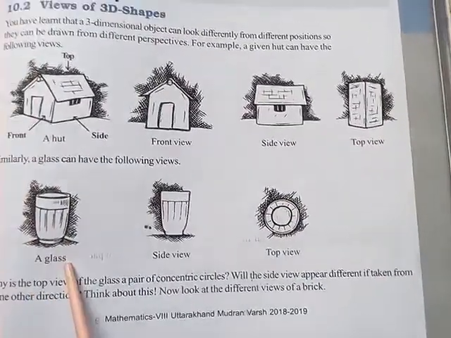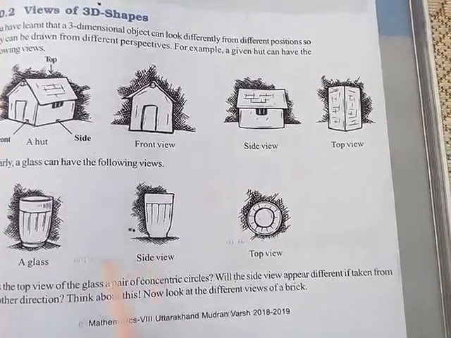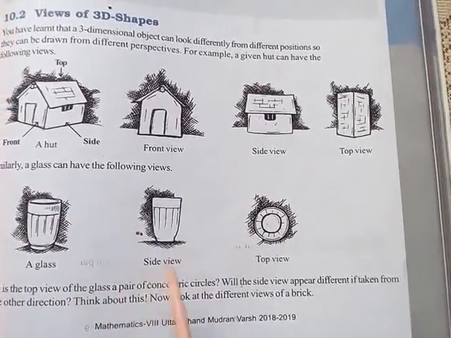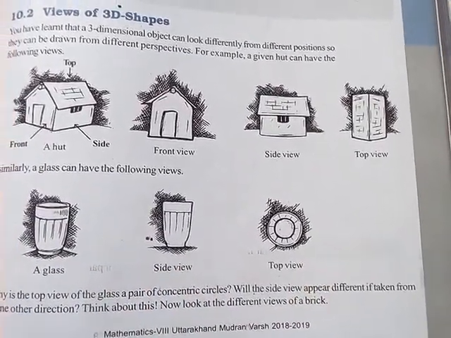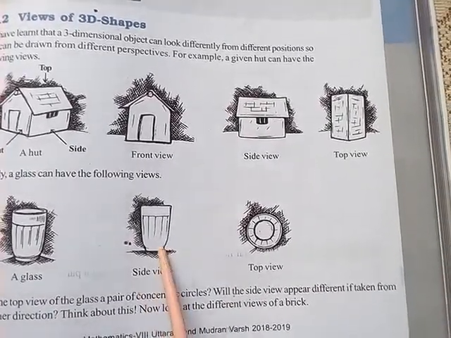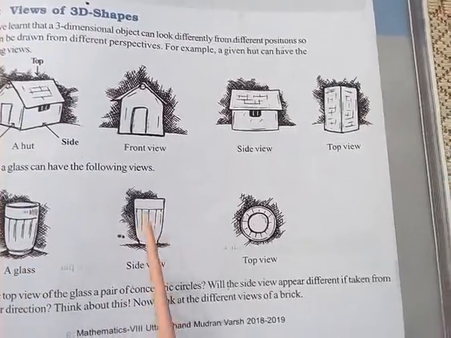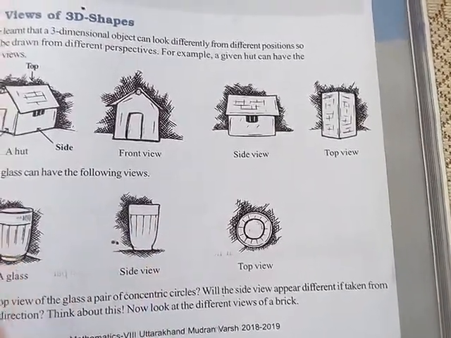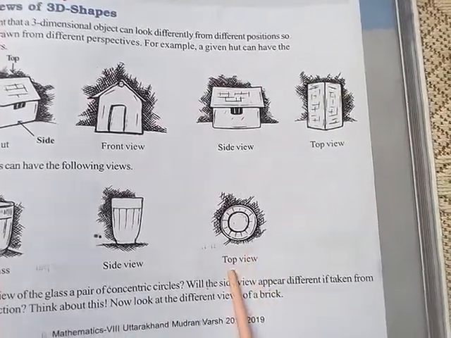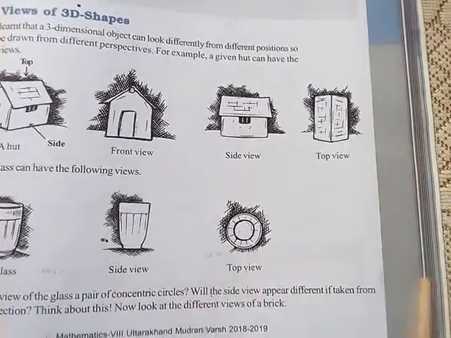Similarly, you can see a glass. If you see the side view and the front view, they are the same, so that's why we are not making the front view of the glass. The side view looks like this, right? And if you watch the glass from the top, the top view is circular, right? So this is the top view and this is the side view.